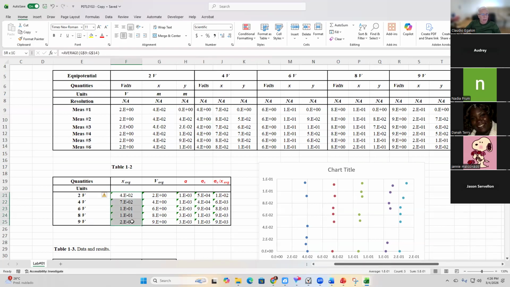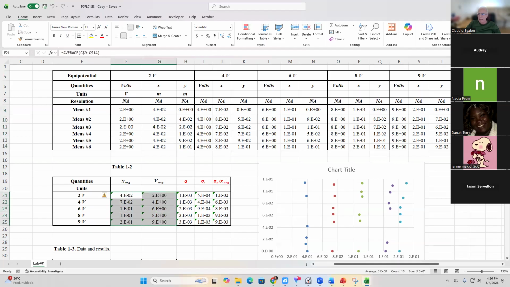What about the X average? The X averages are going to be the average of those values that you see here. The average value of those values and so on. And that's what you're going to plot next.